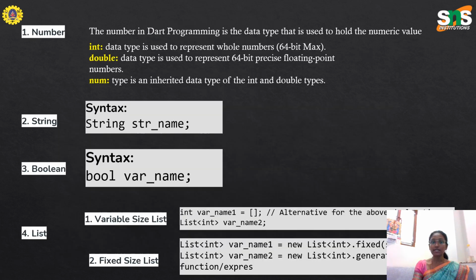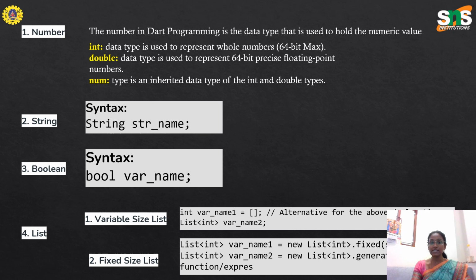The next one is, what is meant by number. Int means you represent a whole number, with a maximum of 64 bits. Double provides floating point values, and num can also represent int values. The num type is always either int or double types. These two are denoted by num.